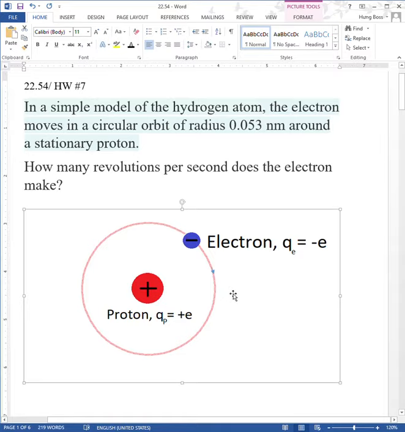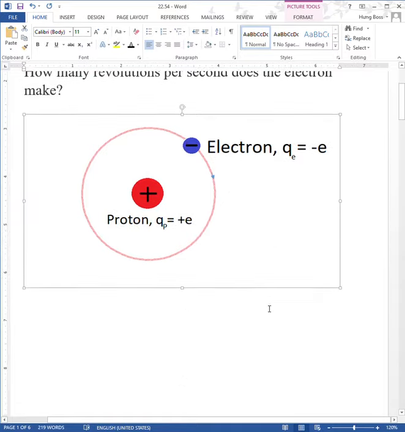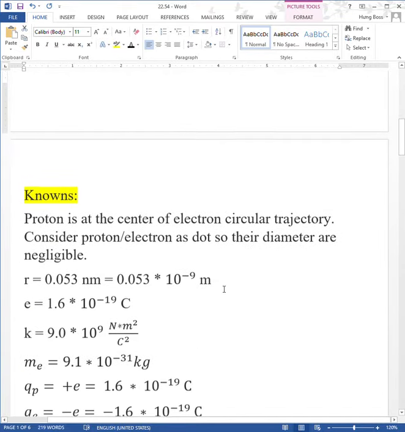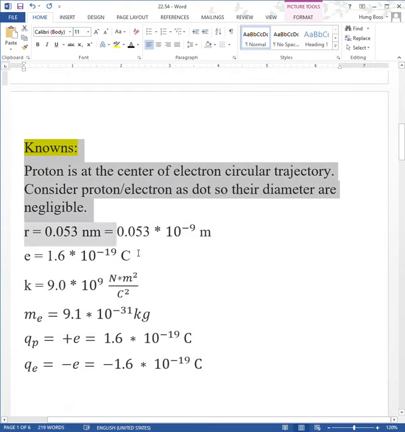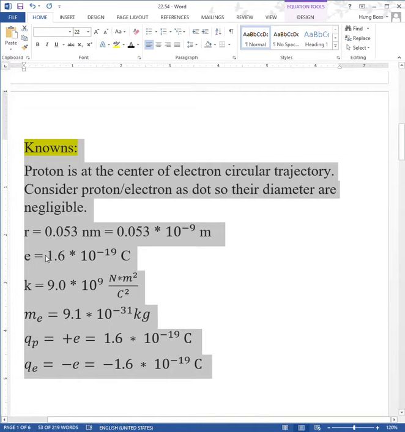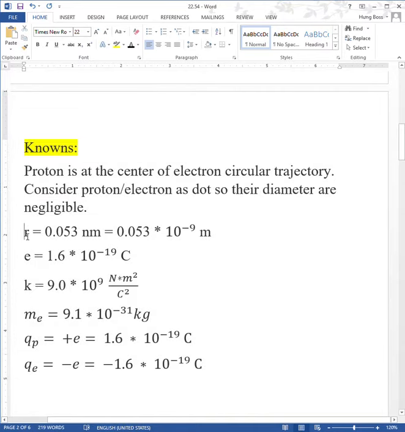And let's go to what we know. Here they are. With r is the radius of the orbit, the value of the constant E and K, the mass of electron, and the amount of charge of proton and electron.